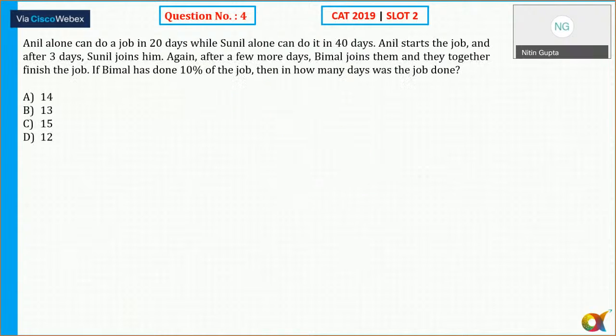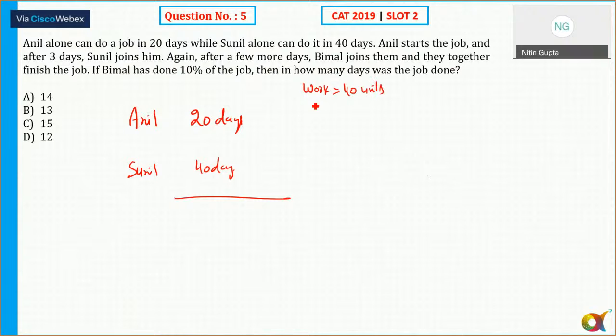Now let's come to question number 5. Anil can do a job in 20 days, it says, while Sunil alone can do the same in 40 days. So let's take the LCM. LCM of these two is 40. So okay, total work is equal to 40 units.